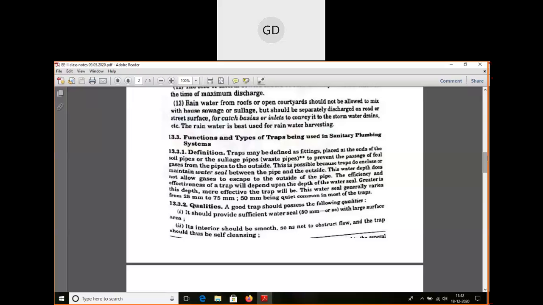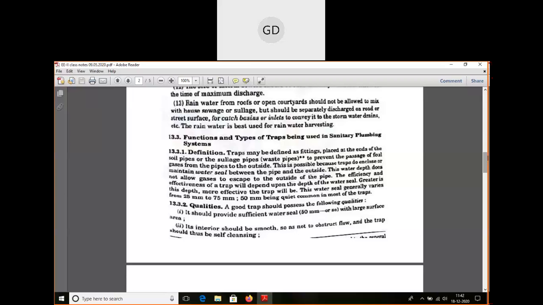Okay, so this is possible because traps do enclose or maintain a water seal between the pipe and the outside, and this water depth does not allow gases to escape to the outside of the pipe. So the efficiency and effectiveness of a trap will obviously depend upon the depth of the water seal.